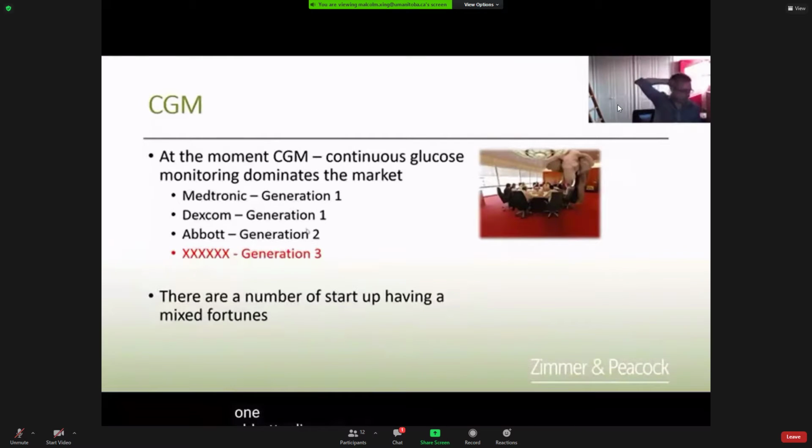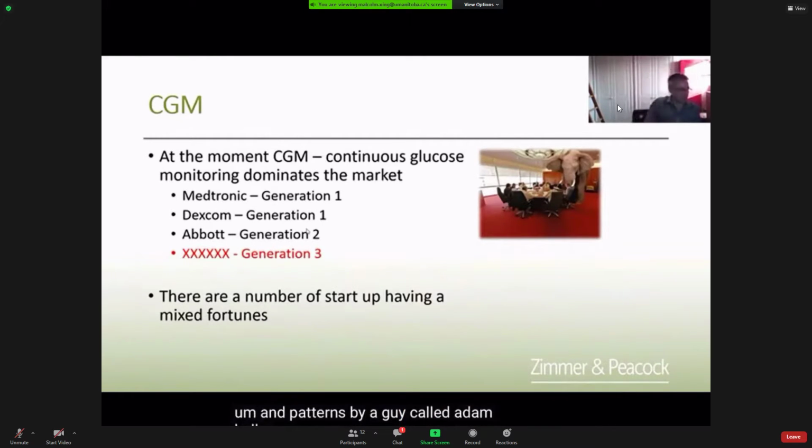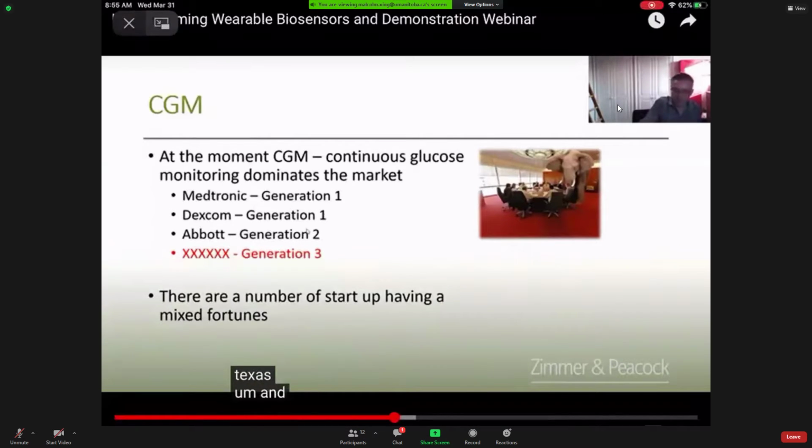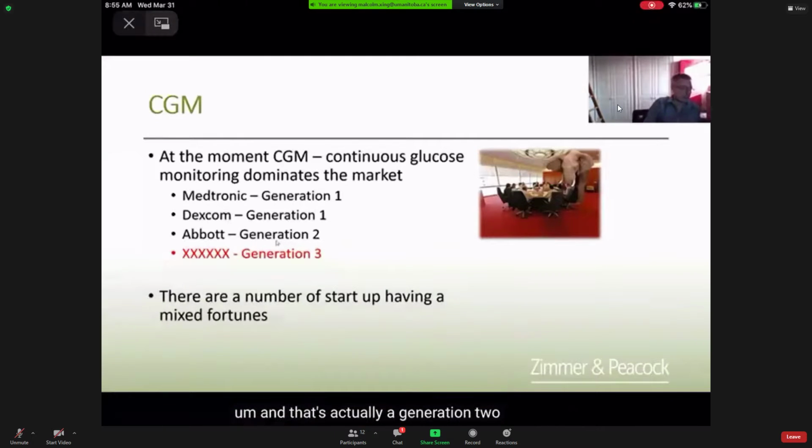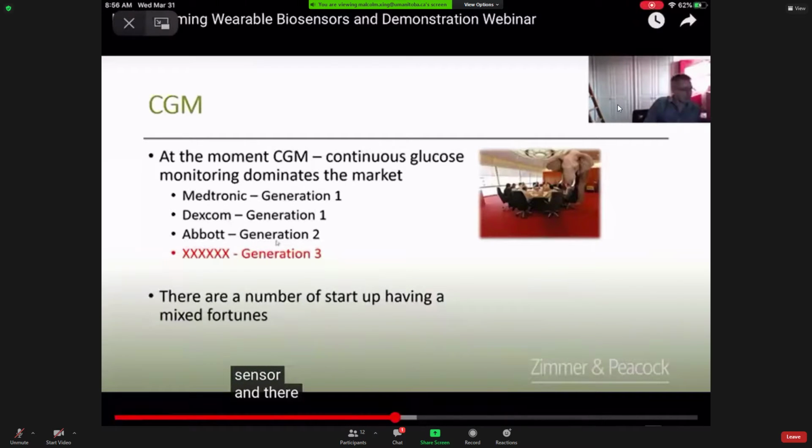Abbott relies on a series of papers and patents by a guy called Adam Heller, who was at the University of Texas, for glucose monitoring. If you are interested and want to set up a company to do this work, I could provide help. I have quite a few ideas.